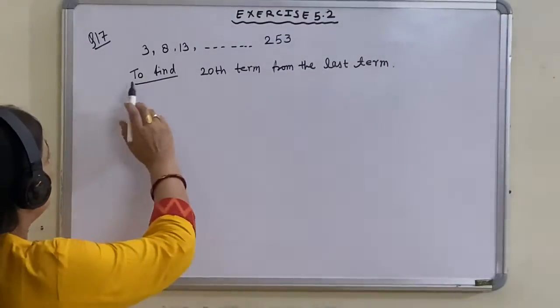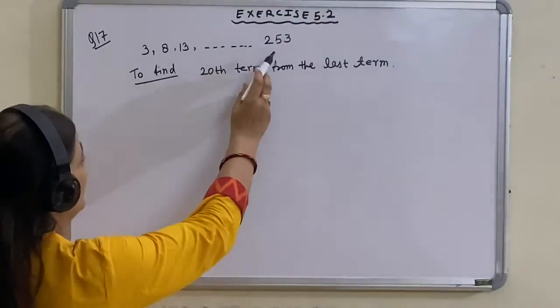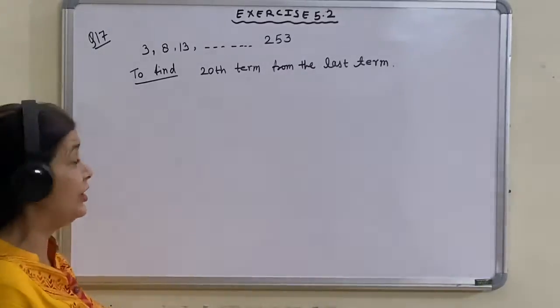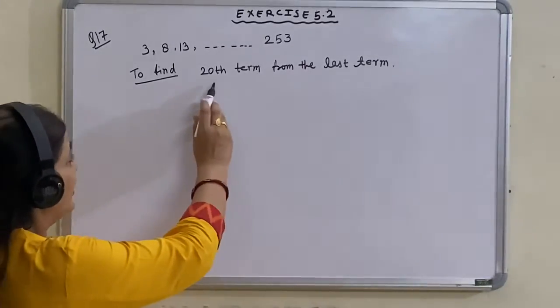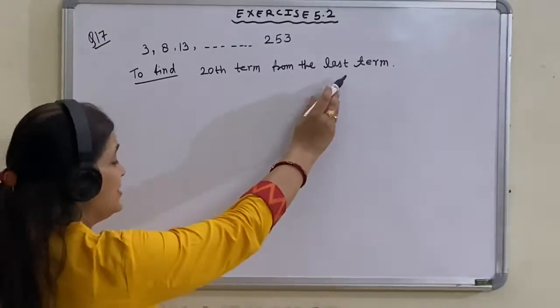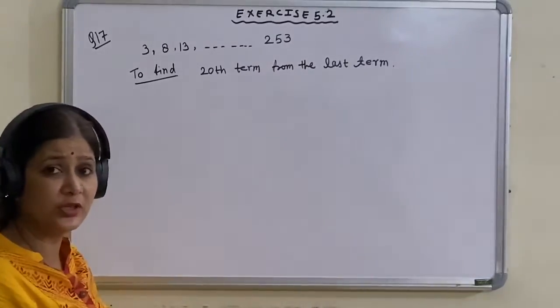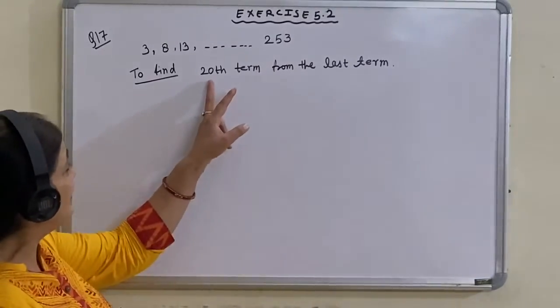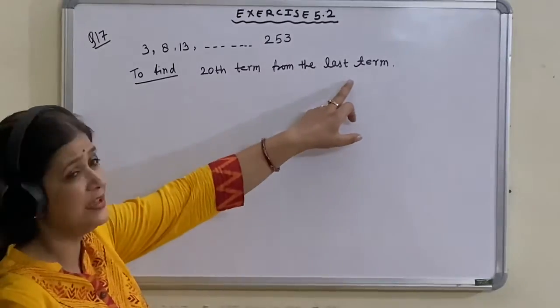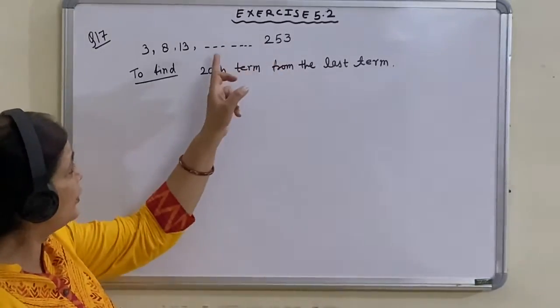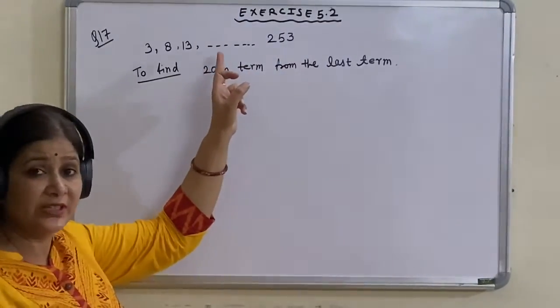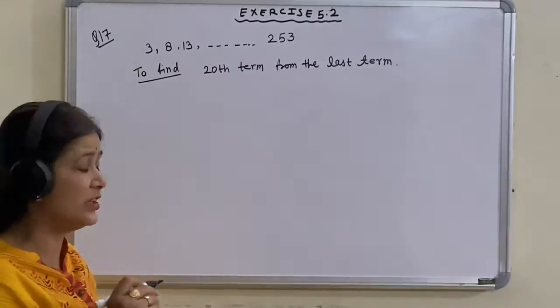In this question the AP is 3, 8, 13 and the last term is 253. You have to find the 20th term from the last term. It is important question students. Why? Because you have to find the 20th term from the last term. आपको last term से 20th term बताना है. तो इस केस में हम क्या करते हैं? AP को रिवर्स कर देते हैं.